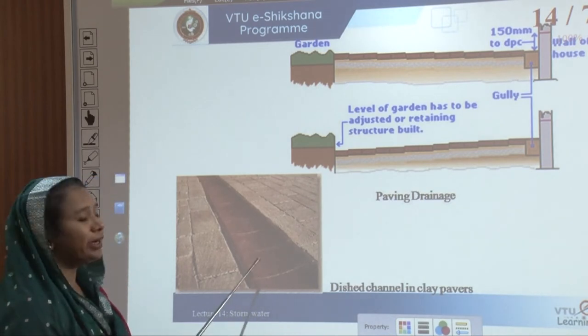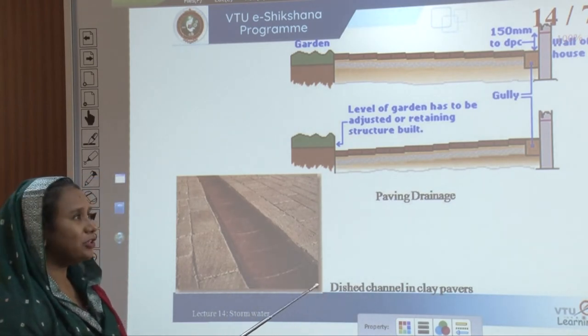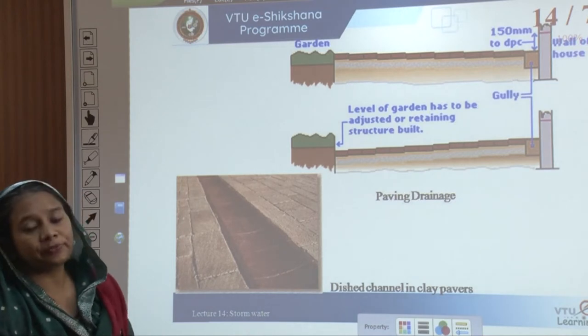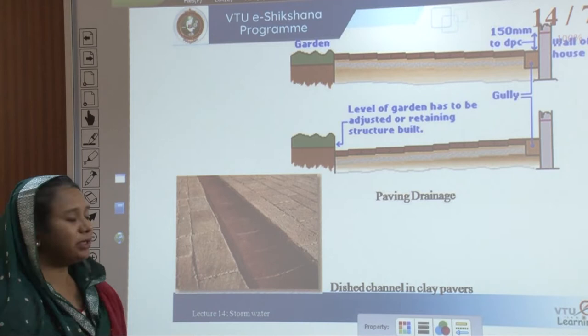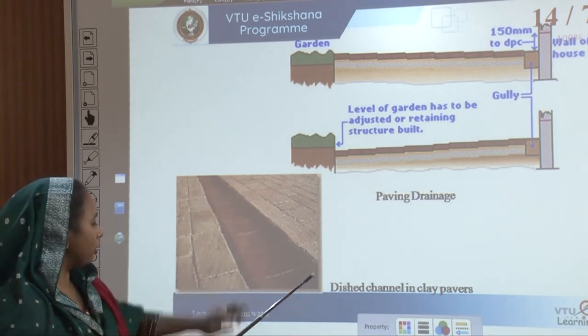And if you are providing any kind of pavers which are of a different material like clay or something, you can always think of a dish channel system which would pave the drain all along.